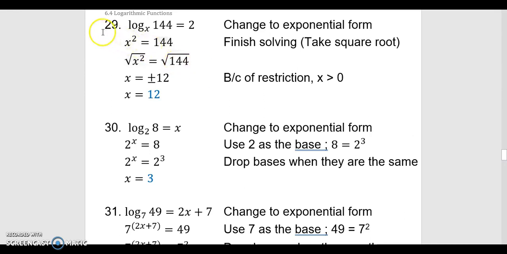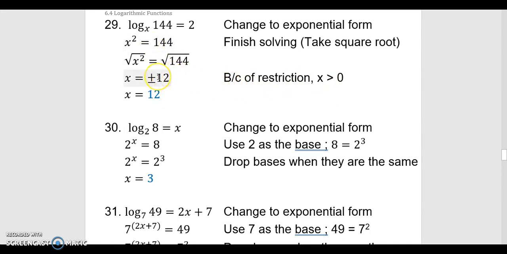Number 29, we have log base x of 144 equals 2. So now when we change it to exponential form, we'll have a quadratic equation in this case. We have x squared equals, or x to the 2nd power equals 144. So now to finish solving this one, we can simply take square roots. So we'll square root the x squared with square root 144, which is going to be plus or minus 12. Now, because of the domain restriction, we do not keep the -12 as a part of our answer.